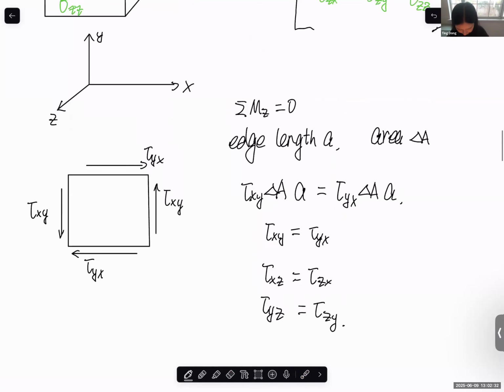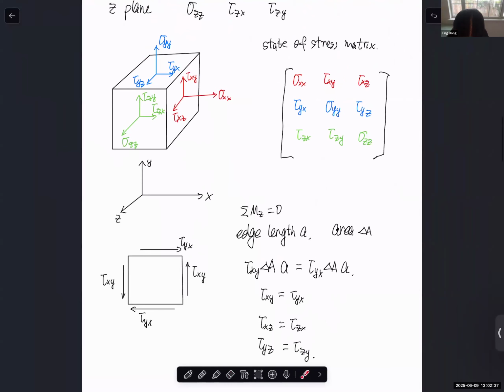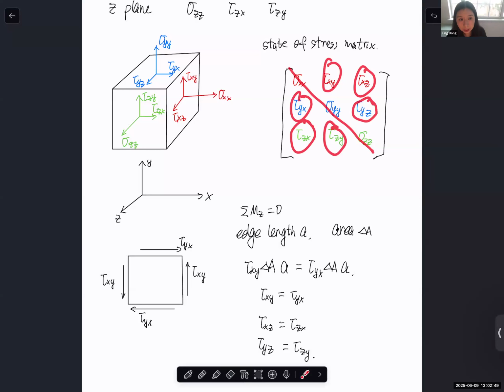So back to the state stress matrix here, it's a symmetric matrix. xy always equals yx, xz always equals zx, and yz always equals tau zy, so that your structure will not rotate. So now this 9-component state stress matrix becomes 6 independent components.